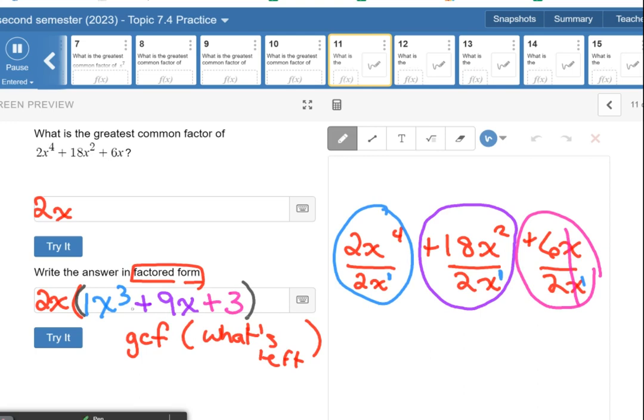So I want you to make some connections here. I started with 3 terms, and in my parentheses, I got 3 terms. So that's going to be helpful in the upcoming slides.